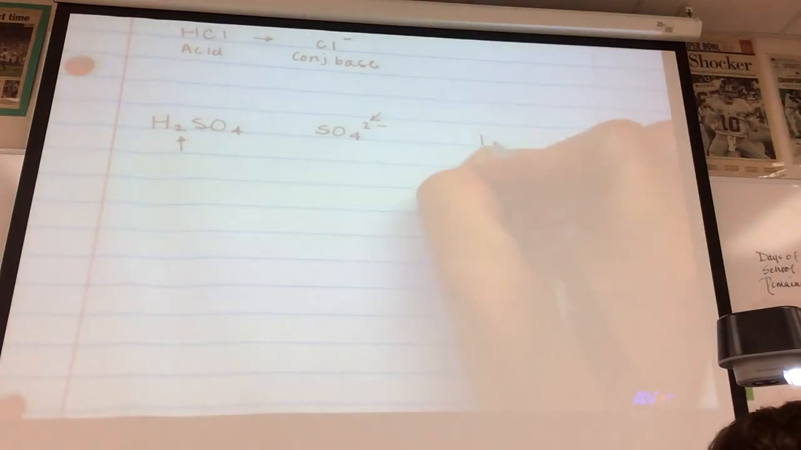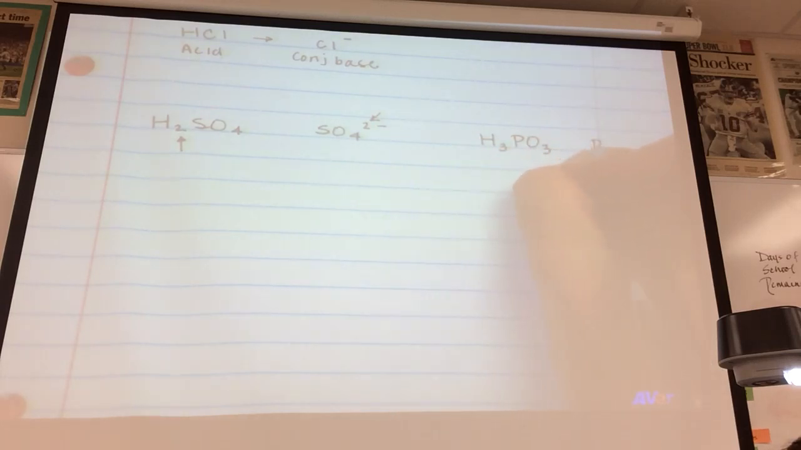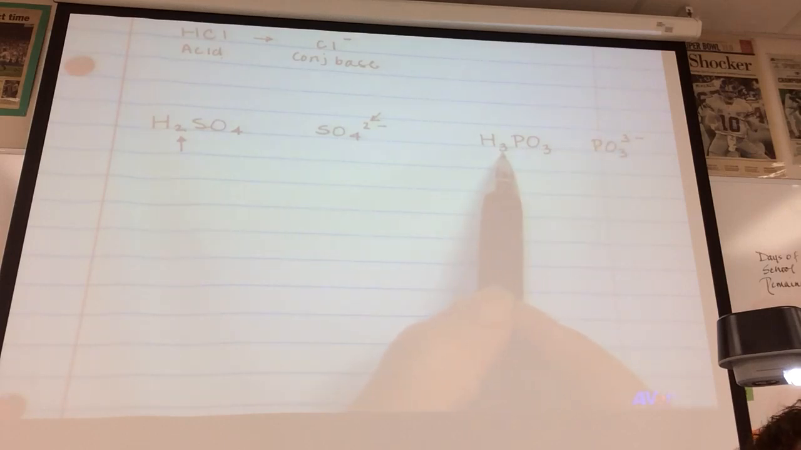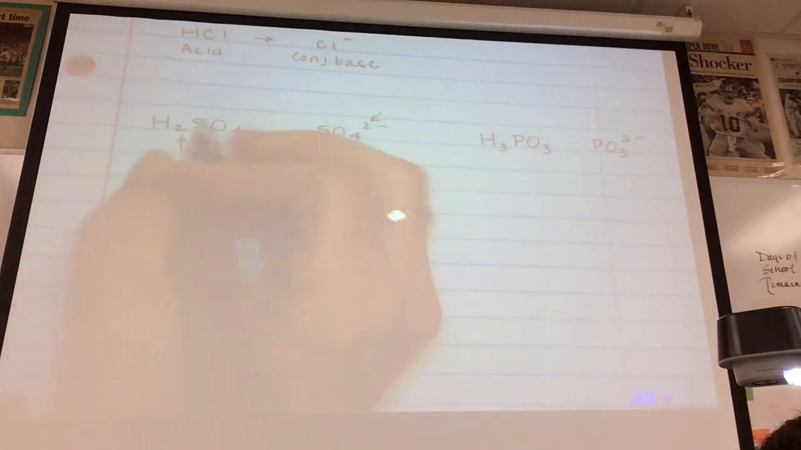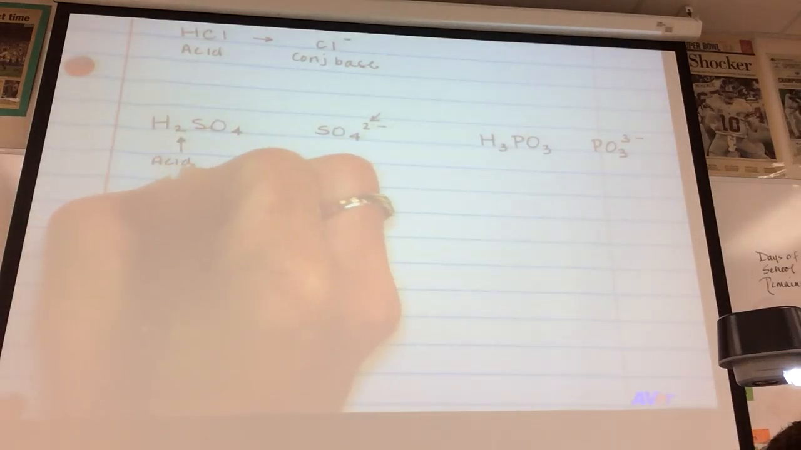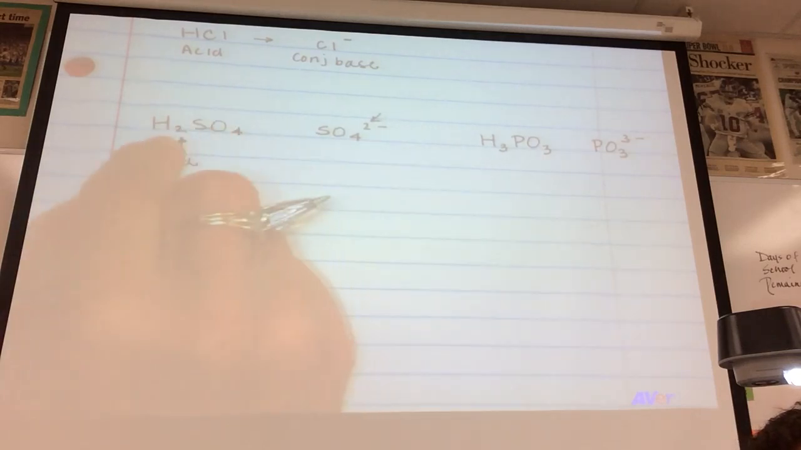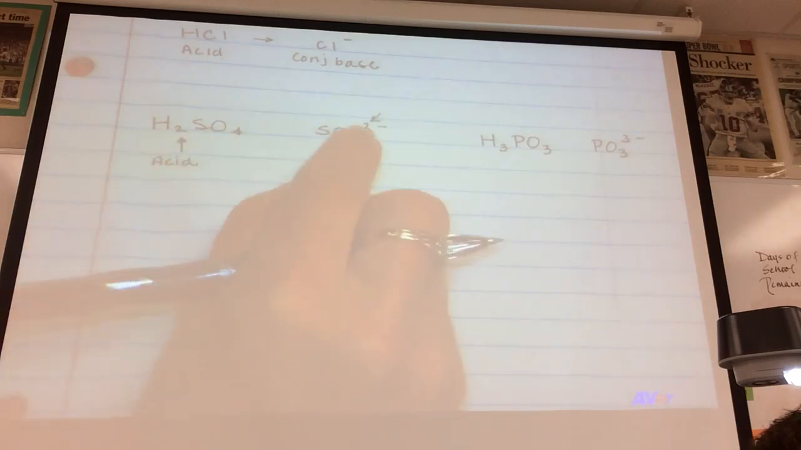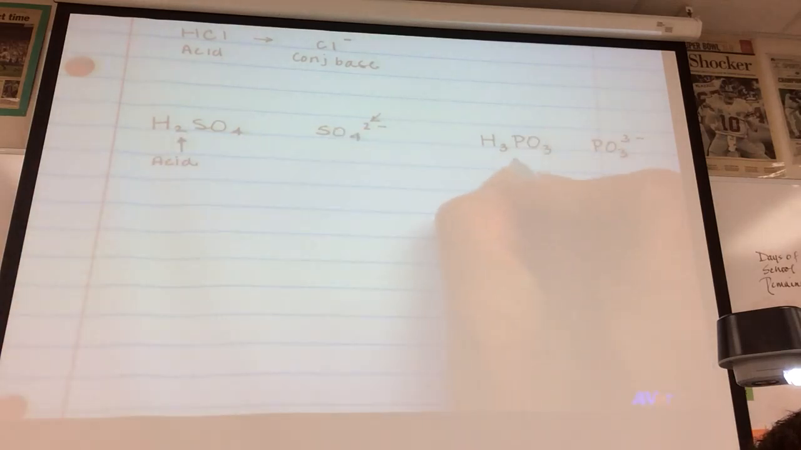For example, the most H's you can have with a phosphite ion would be 3. So this substance is an acid. It cannot be a base because it can't accept more protons than what the charge on the anion dictates. So this substance is an acid as well.